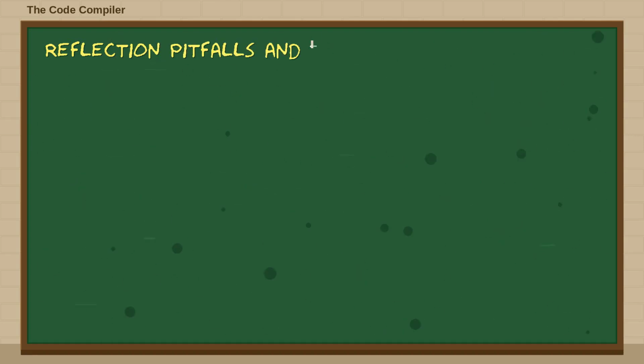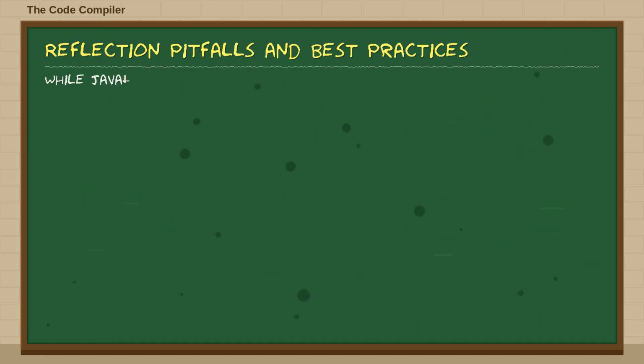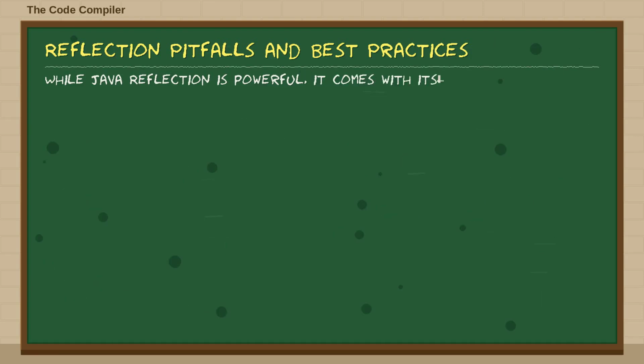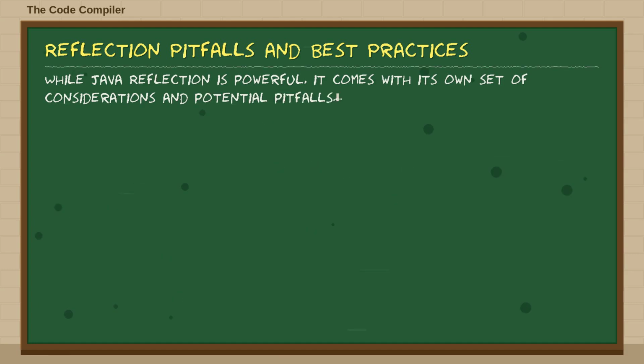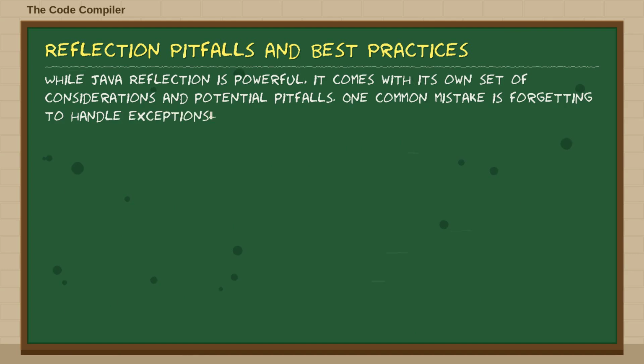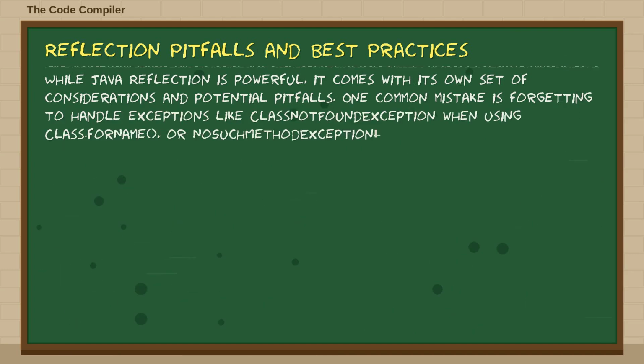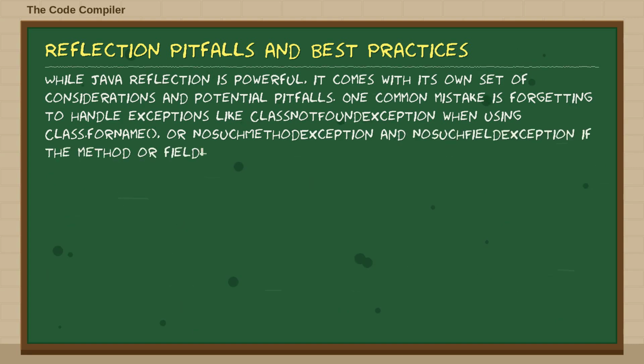While Java Reflection is powerful, it comes with its own set of considerations and potential pitfalls. One common mistake is forgetting to handle exceptions like ClassNotFoundException when using Class.forName, or NoSuchMethodException and NoSuchFieldException if the method or field name or signature doesn't match.